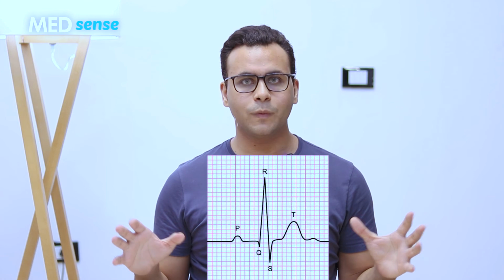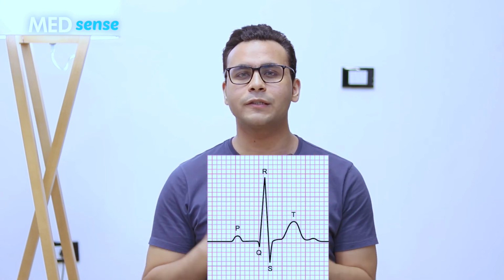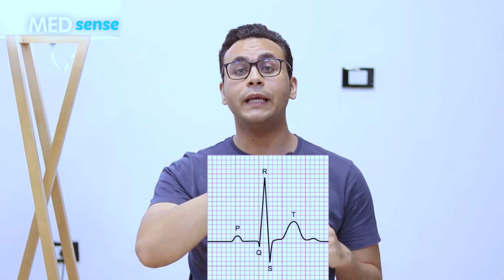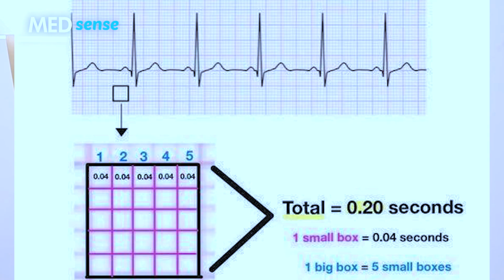ECG waves are printed on paper like this, with these large boxes and small squares. The x-axis resembles time, or the duration of each wave. The y-axis is the amplitude or voltage of each electrical impulse. We have to know that each large square resembles a duration of 0.2 seconds, and each small square is about 0.04 seconds.